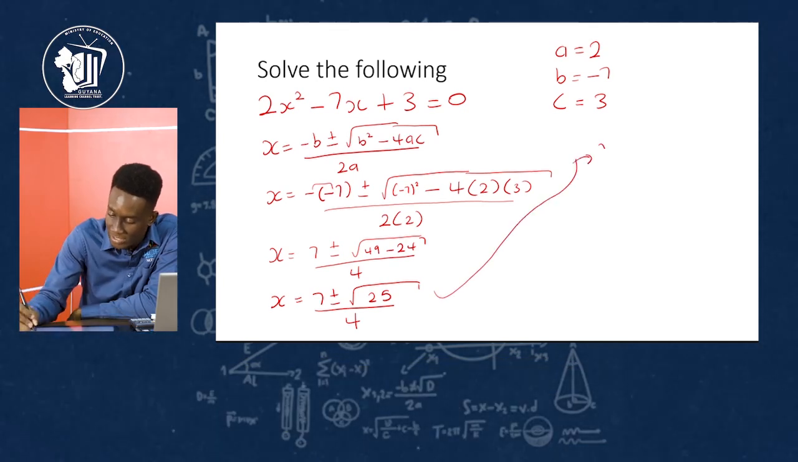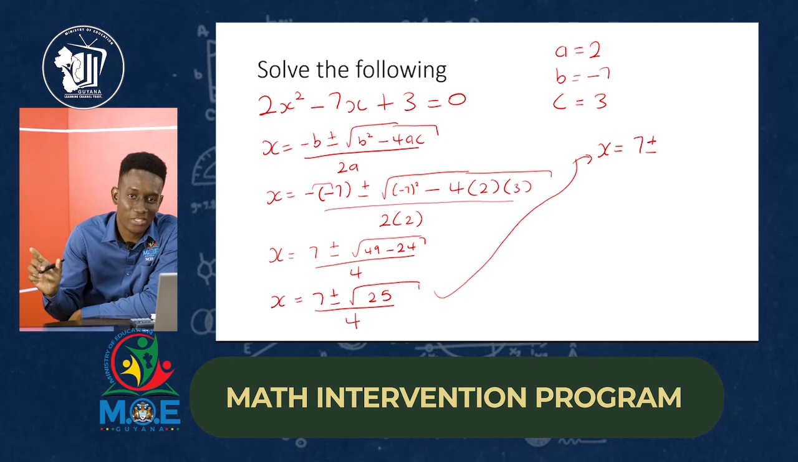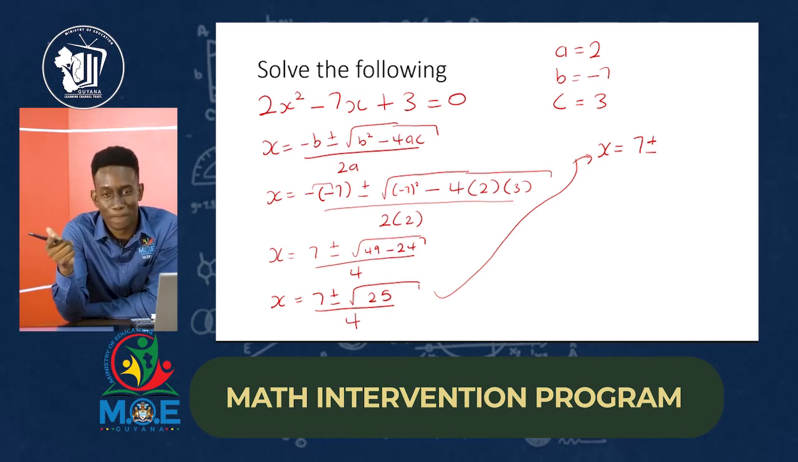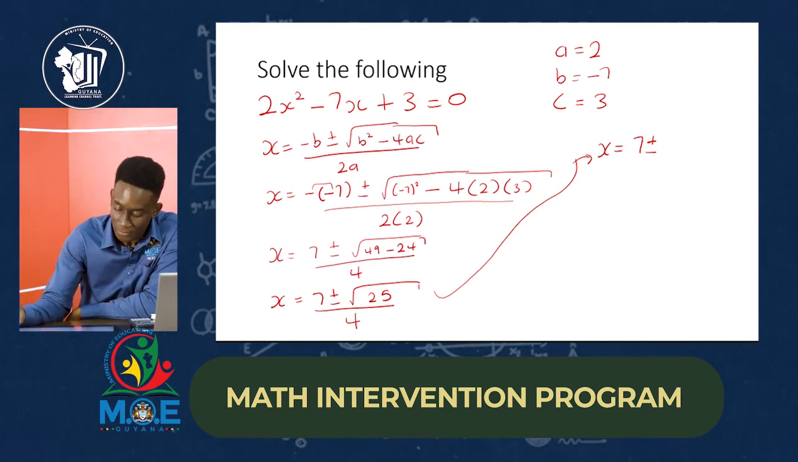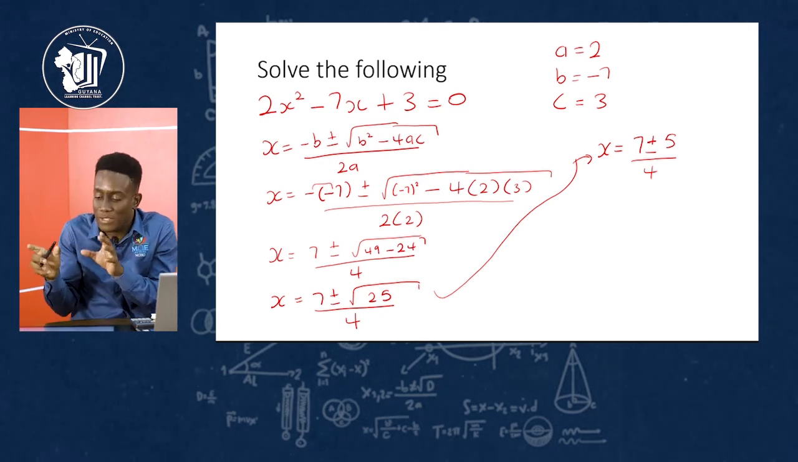So I'll move my work into the top here. So I'll have x is equal to 7 plus or minus. Now this plus or minus, that is where we'll get our two values for x. Because remember when we solve quadratics, most times we get two different values for x. So we'll have 7 plus or minus, and when we square root 25, we'll get 5, all divided by 4. So now this step is where we separate the plus and the minus.